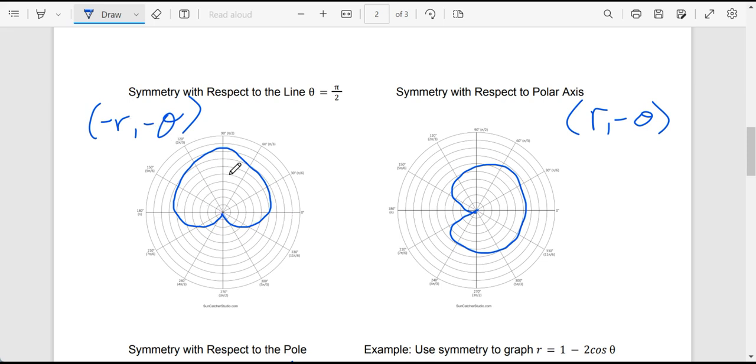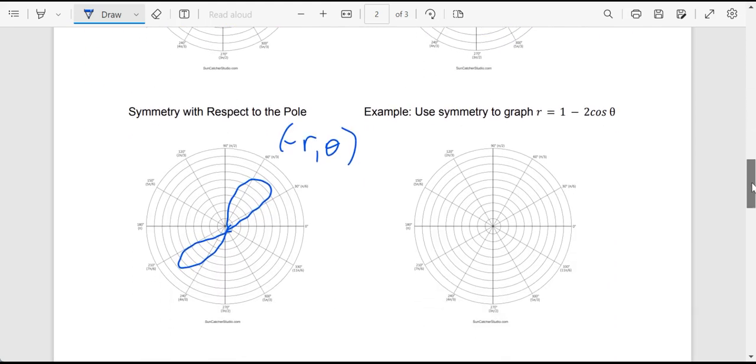And if we were to put negative r and negative theta into the equation and we simplified it, it'd come out to be the same thing. With respect to the polar axis, the graph may look something like this. If we put negative theta in and we simplified, it will come out to be the same thing. And then finally, symmetry with respect to the pole. If we put negative r in and simplify it, it will come out to be the same thing.